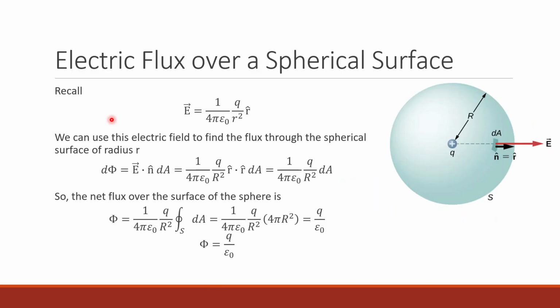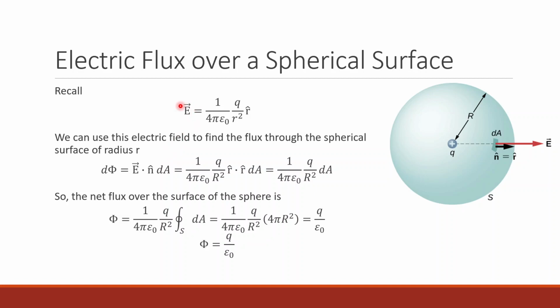All right. So we can look at different objects now. We can look at the electric flux over a spherical surface. This is probably the easiest, simplest. So let's first recall that our electric field due to a point charge, E, is equal to 1 over 4 pi epsilon naught times Q over R squared, in the direction R hat, the radial direction. We can use this electric field to find the flux through the spherical surface of radius R.